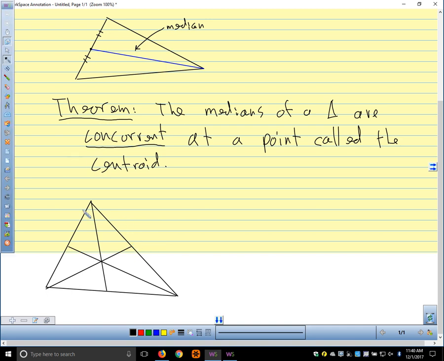So what the theorem tells us is all three medians are going to meet at a point. And we know that we have medians because the medians go to the midpoint of the sides of a triangle. And I'm going to call that point P. And P is the median, or sorry, the centroid.